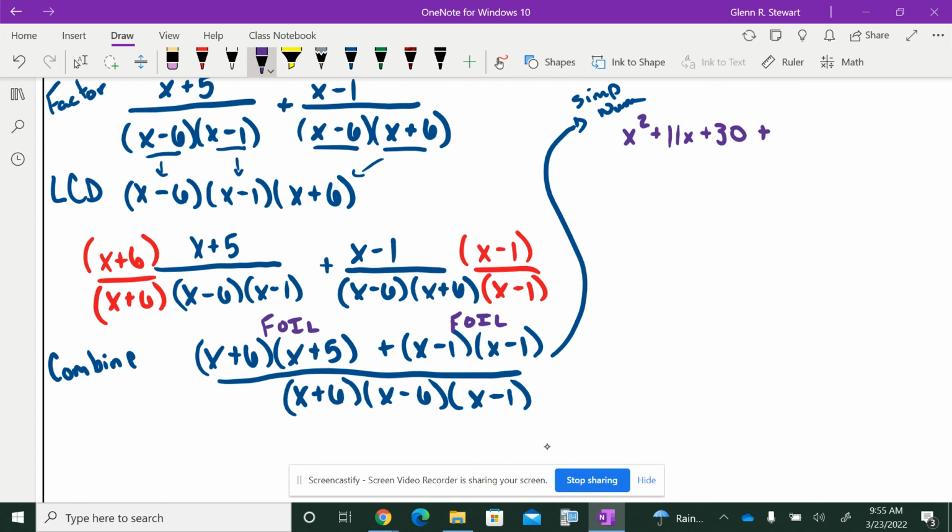And then on the other side, it would be plus x squared minus 2x plus 1. X times x is x squared. X times negative 1 is negative x. Negative 1 times x is negative x. That's how I get negative 2x. And then negative 1 times negative 1 is positive 1. And then all over the x plus 6, x minus 6, and x minus 1.